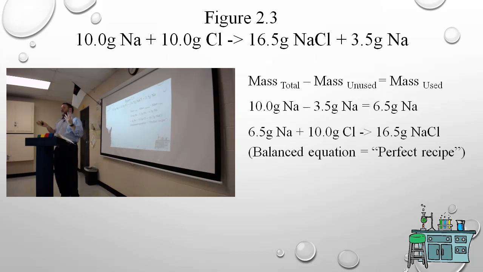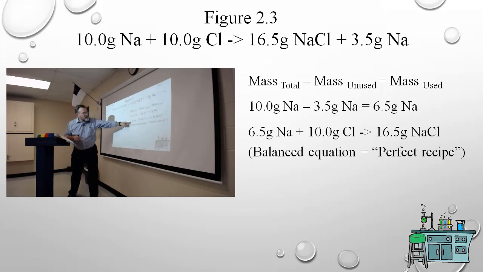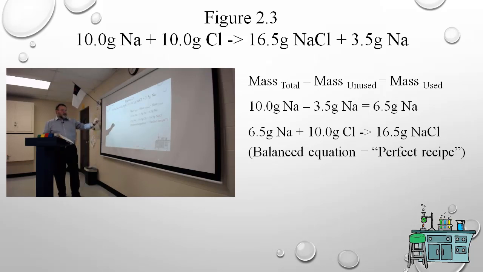I had too much sodium. Let me get rid of the extra from my initial recipe, and that's shown here, and it works perfectly. No leftover chlorine, no leftover sodium. Everything goes into the reaction for sodium chloride. This is my perfect recipe according to mass. 6.5 grams of sodium, 10 grams of chlorine gives me 16.5 grams of sodium chloride.